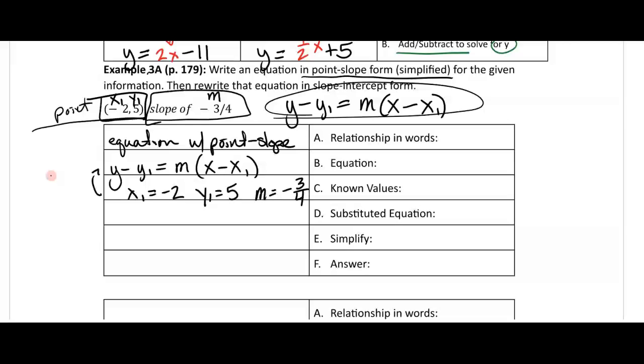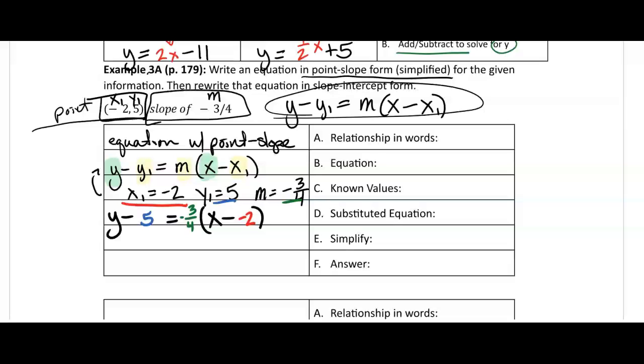So I substitute these into the equation, and notice these values, this y and this x, they don't change. I'm going to carry them down exactly. Those parts don't change. My parts that change are the y1, the m, and the x1. All right, so our x1 was -2, and our y1 was 5, and our slope was -3/4. Now, we need to simplify.